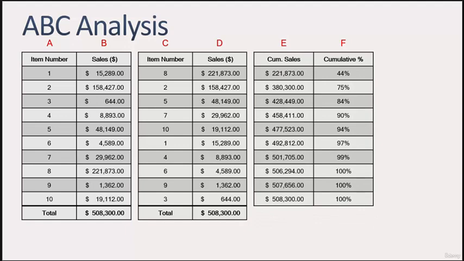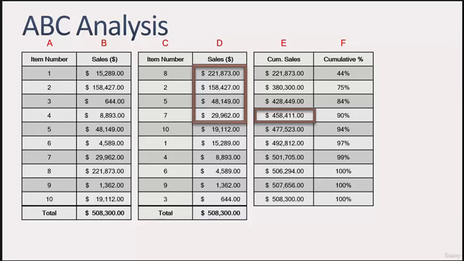We need to cum the sales in column D. In the first position, we only cum the sales for item 8 at $221,873. In the second position, we're cuming the sales for item 8 and item 2 at $380,300. In the third position, we're cuming the sales for item 8, item 2, and item 5 at $428,449. In the fourth position, we're cuming the sales for item 8, item 2, item 5, and item 7 at $458,411, and so on for the rest. I think you get the idea.